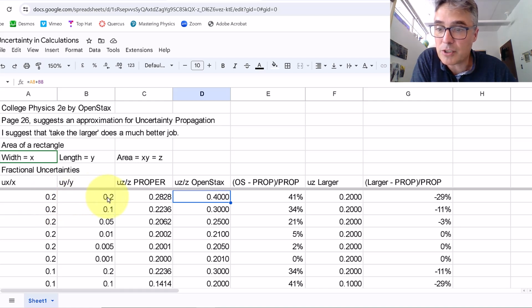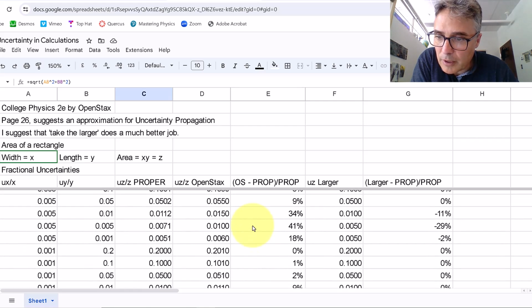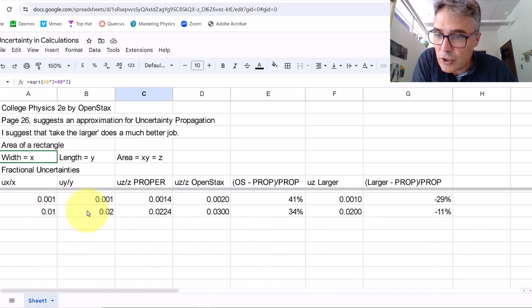So if 20% plus 20% gives you 40%. Well, that's just wrong. The real answer is 28%, okay? If you're multiplying, this is maybe length times width. This is area of a triangle. But anytime you're multiplying or dividing, they give an example in the book of 1% and 2%. They're saying it's 3%. Well, the proper is 2.2%.